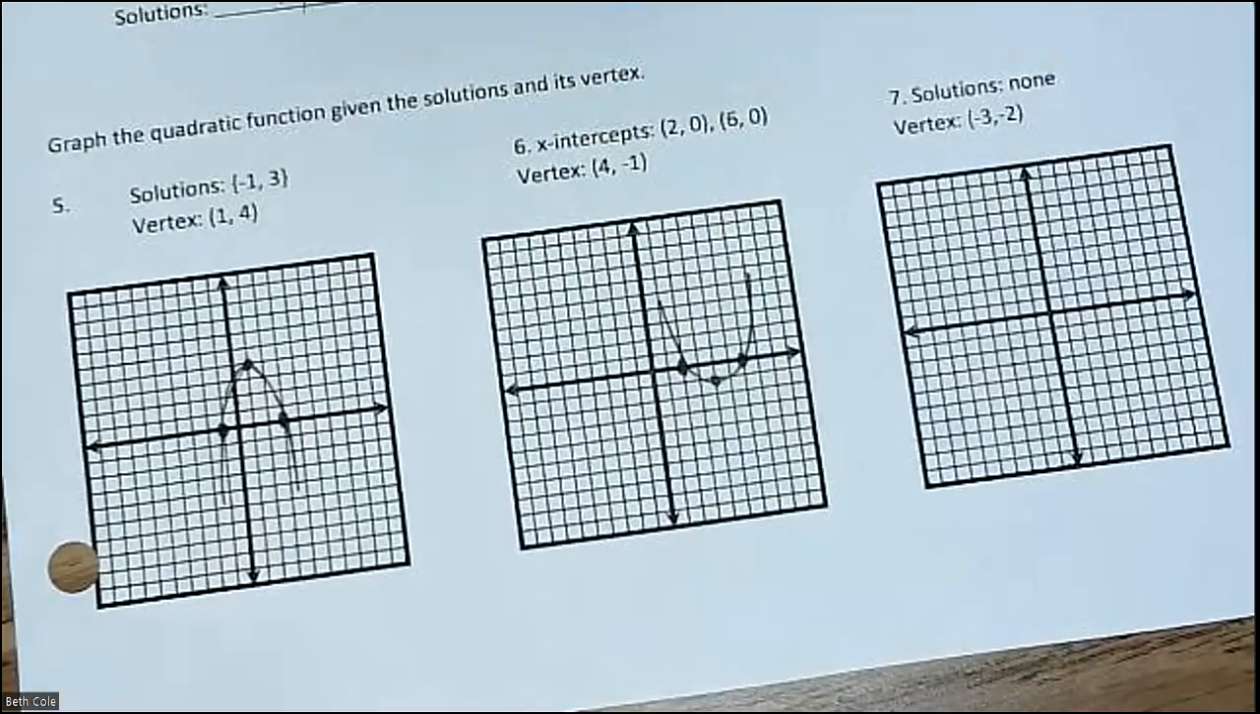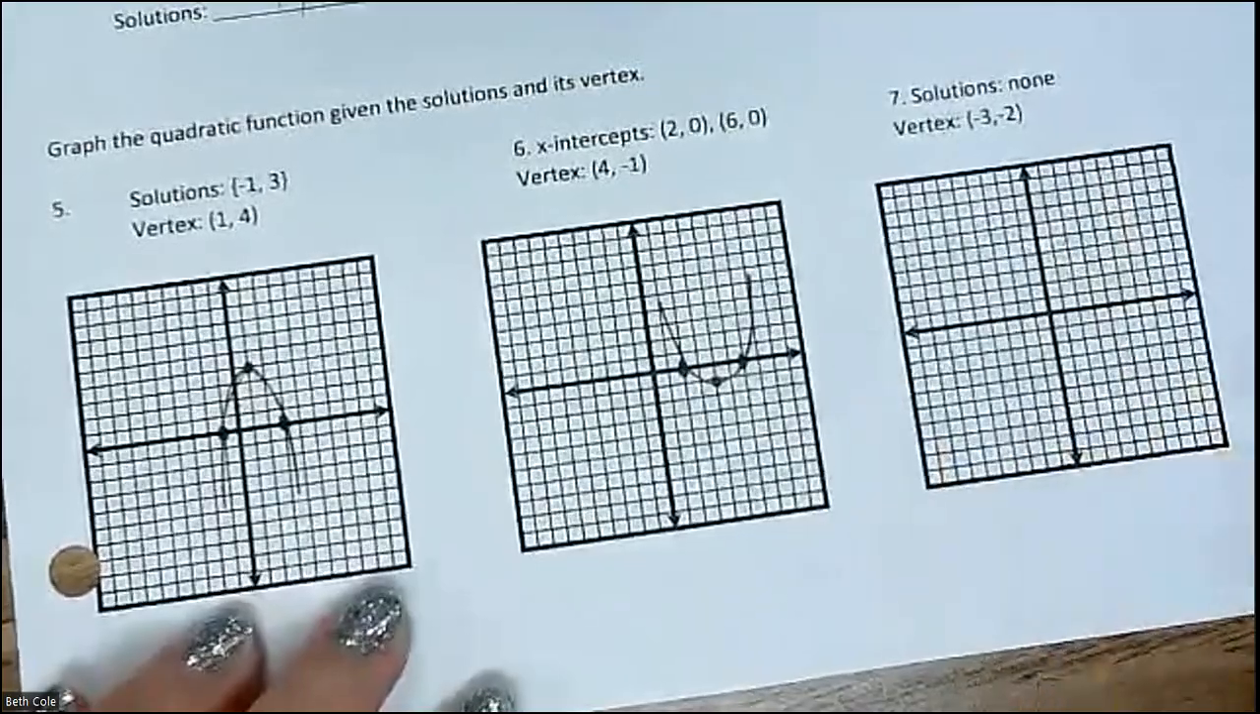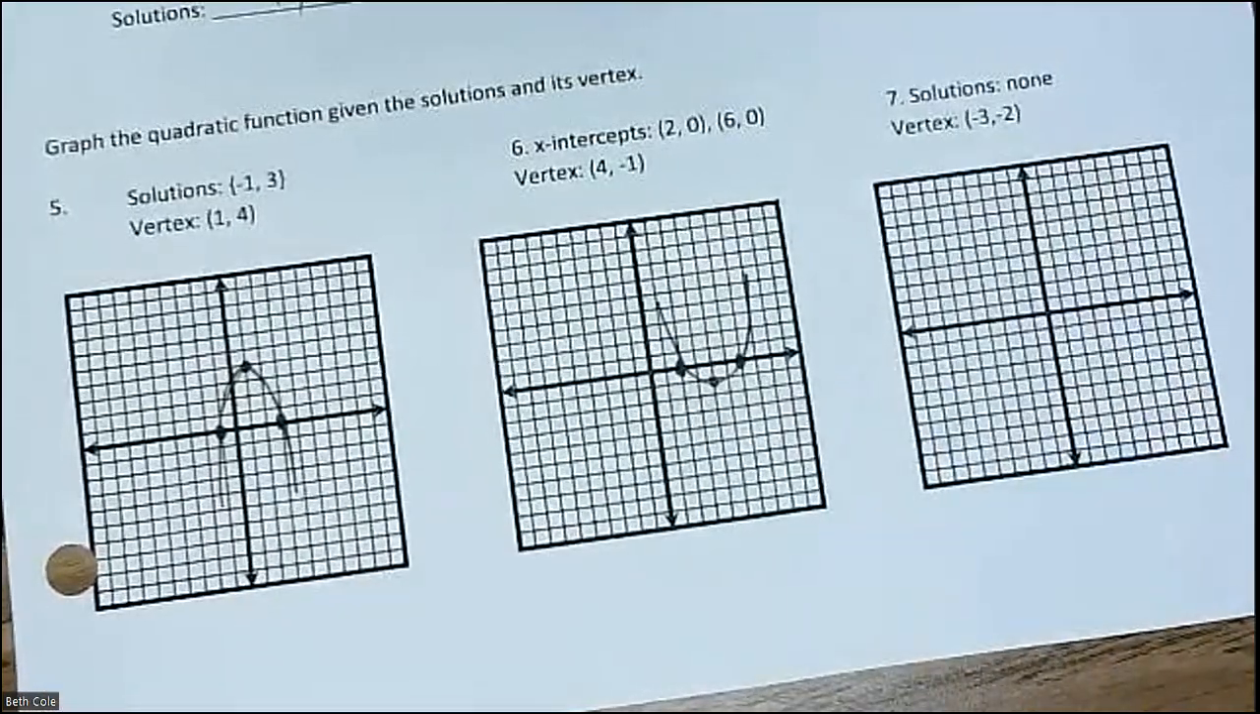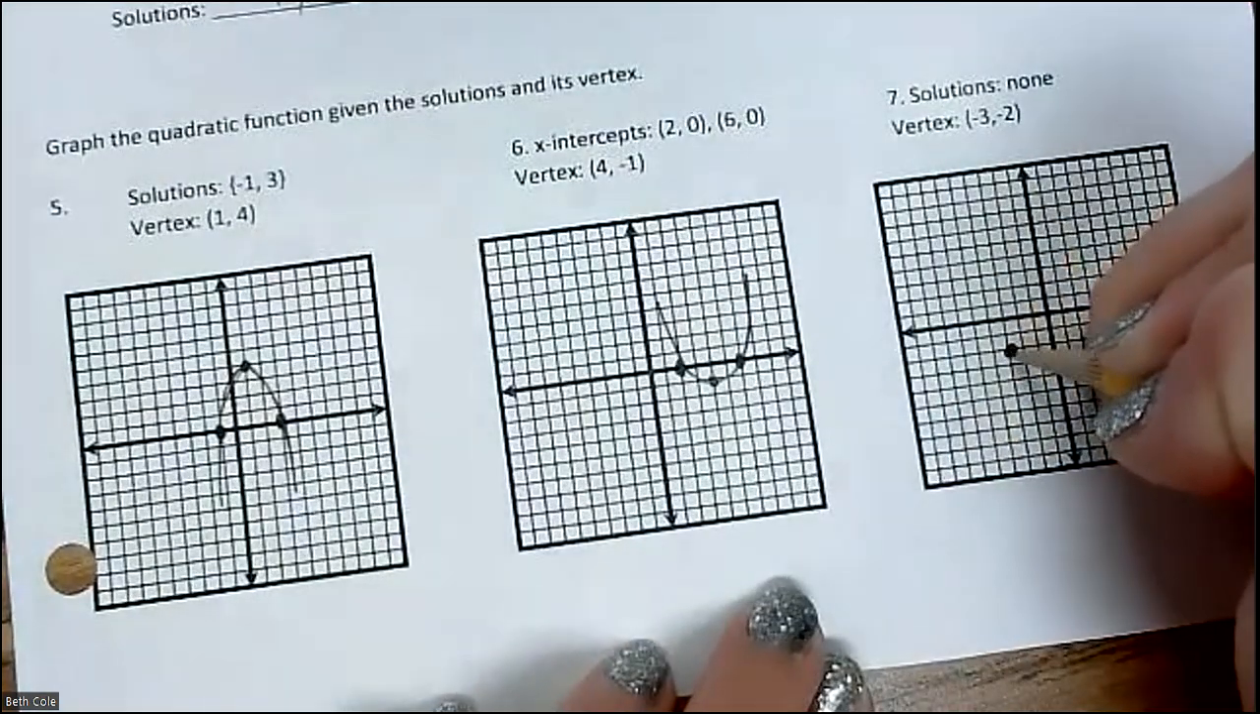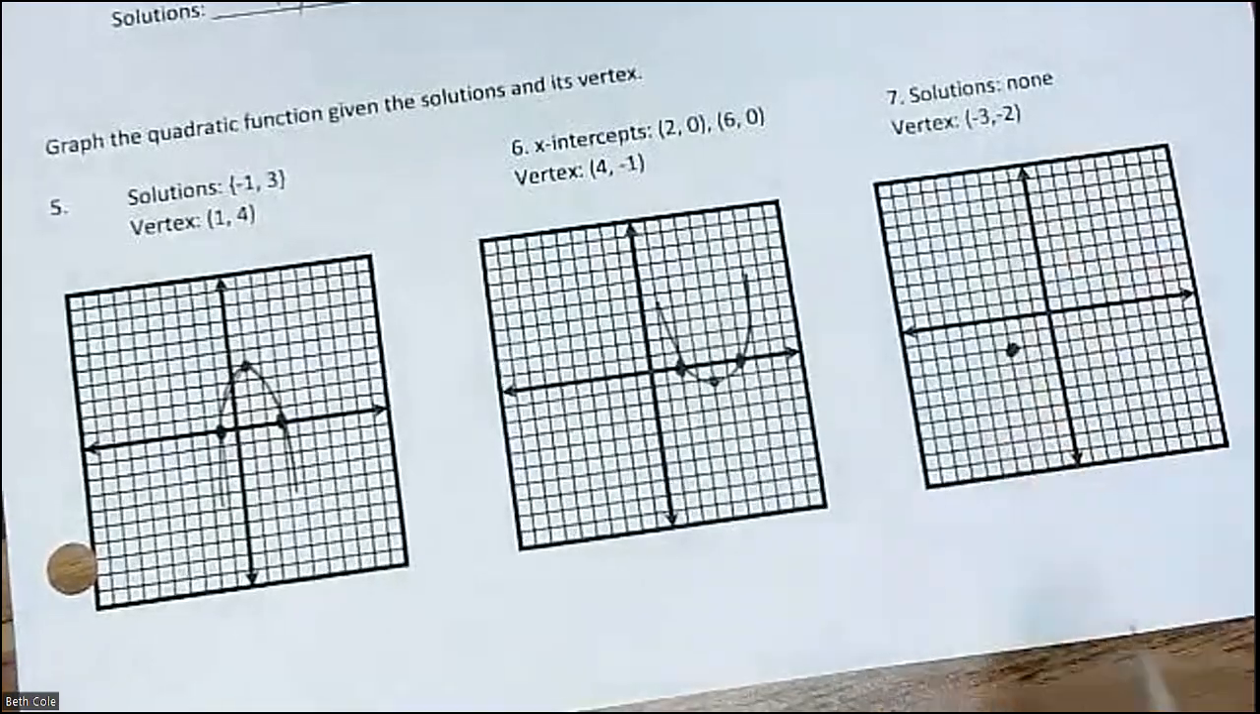All right, and then last one of these. There aren't any x-intercepts. So that means you cannot touch the x-axis. It's like the floor is lava, okay? Just don't touch the x-axis. Your vertex is -3, -2. So we're going to plot that. That'll be right there. -3, -2.